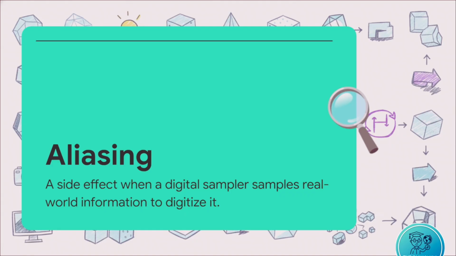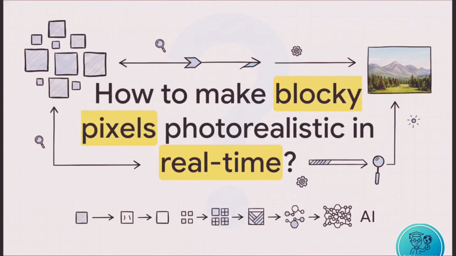Because our screens are made up of square pixels, trying to draw smooth, real-world curves inevitably gives us those harsh, jagged stair-step edges we've all seen. Digital signals just fundamentally struggle to match the infinite resolution of reality. So, what does this all mean? It brings us to the central question of our explainer today.